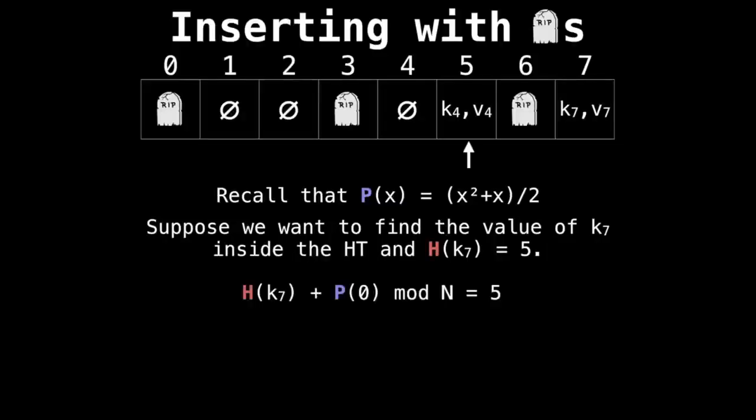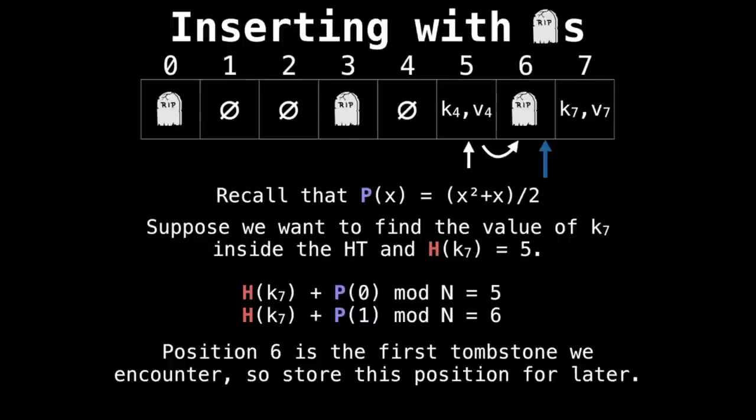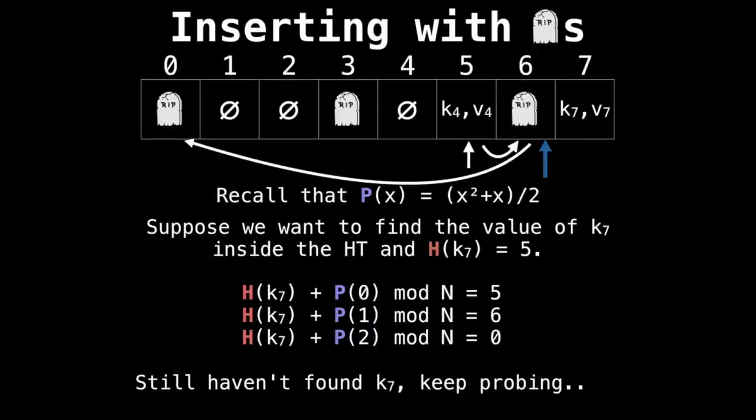K7 hashes to 5, so we check there first. K7 is not equal to K4, so let's keep probing. So we probe quadratically, and we're just going to go to the next slot over, and that's position 6. Now, position 6 is special because it's the first position we encounter which has a tombstone in it. So we're going to want to store this position for later to perform an optimization. Okay, keep probing because we haven't found K7 yet.